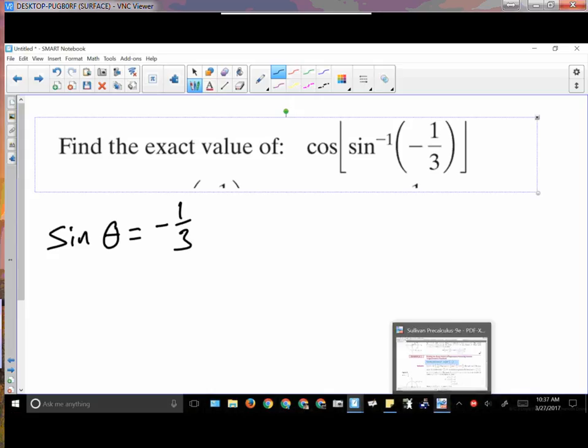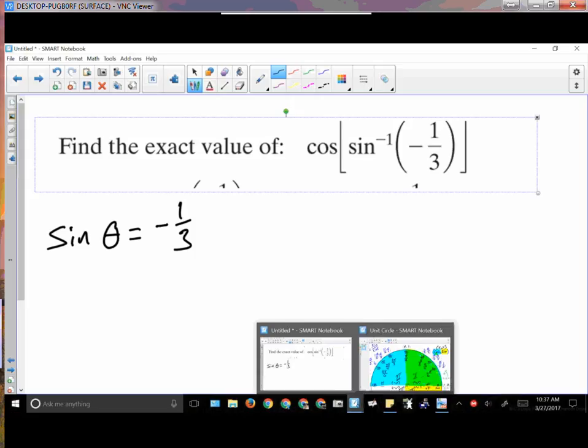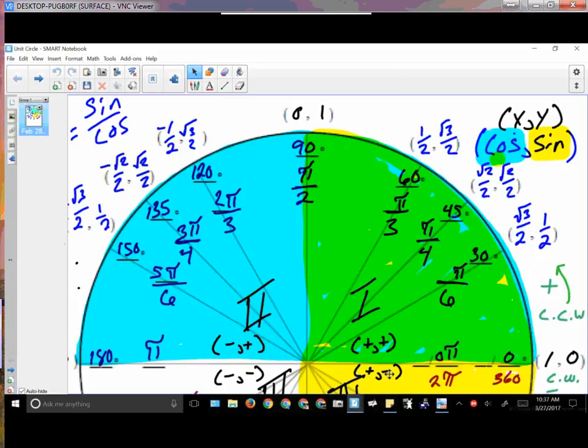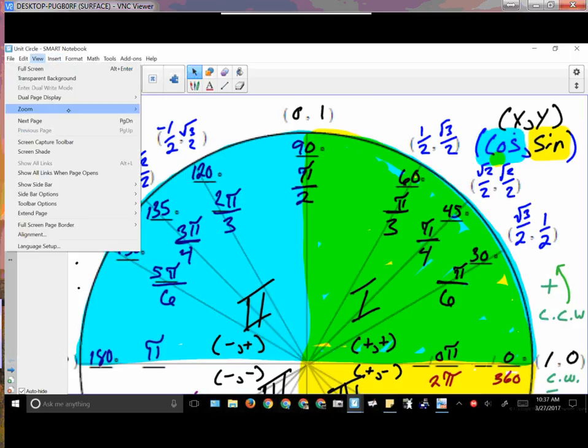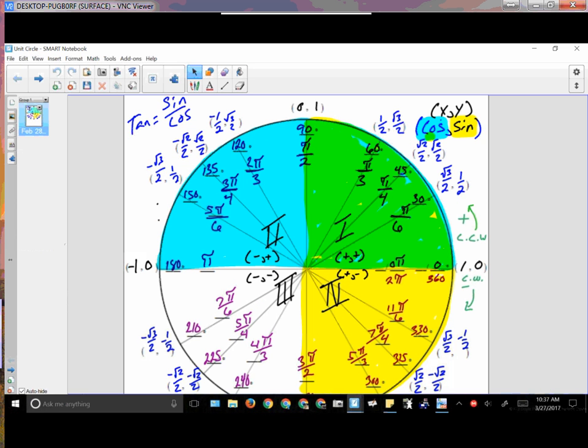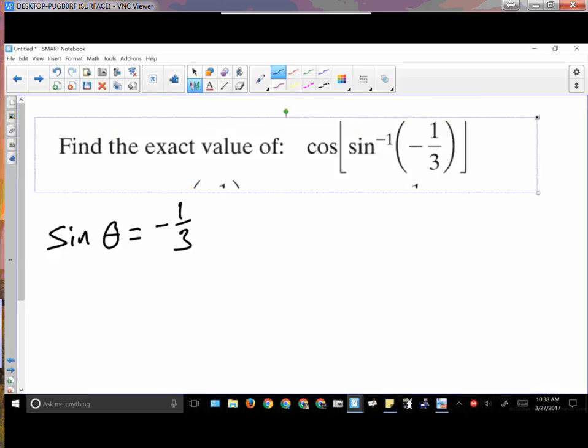Where is sine negative? Well, if we take a look at this, sine is on the whole page here. Sine is the y. Where is y negative? Y negative is down here. So we're looking at a theta that's going to be down in this neck of the woods, right? So let's draw the triangle in those terms for us. So, circle.